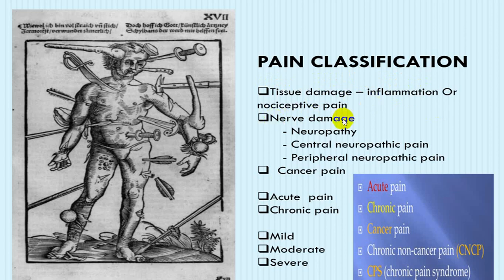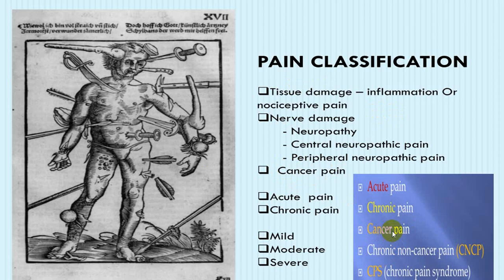While in a person with nerve damage, we call it neuropathic pain, which can be because of neuropathy, or can be central neuropathic pain or peripheral neuropathic pain. In this, just giving an analgesic will not relieve the pain. You will require adjuvant therapy. There is another condition where you can get pain because of chronic conditions like cancer, which will give destruction of the tissue as well as destruction of the peripheral nerves, and that will give rise to chronic cancer pain. So we call that chronic cancer pain.